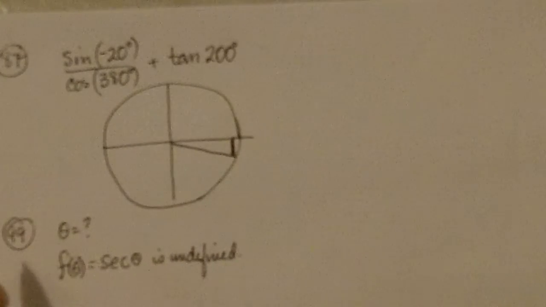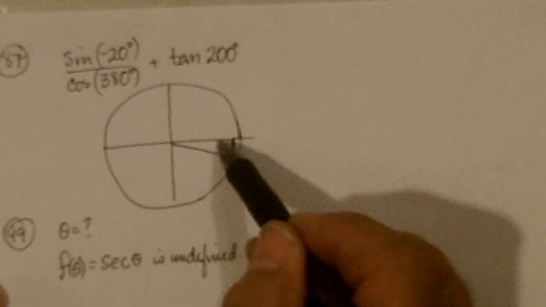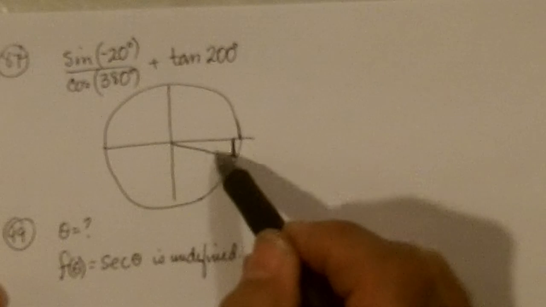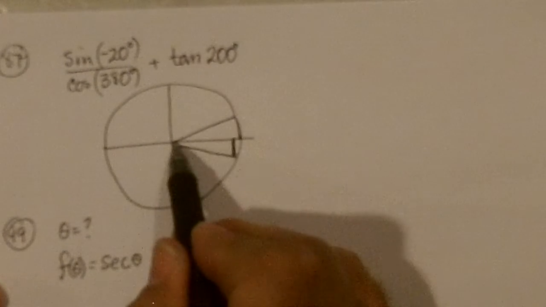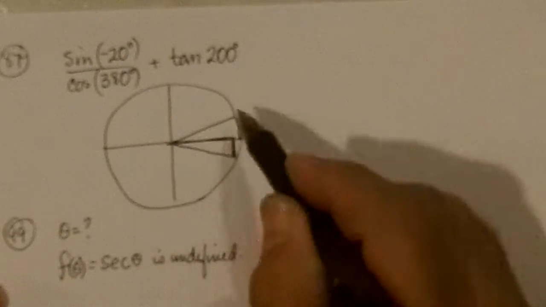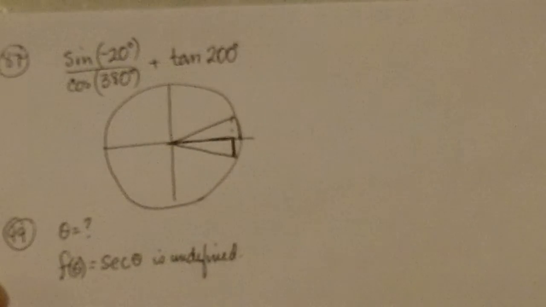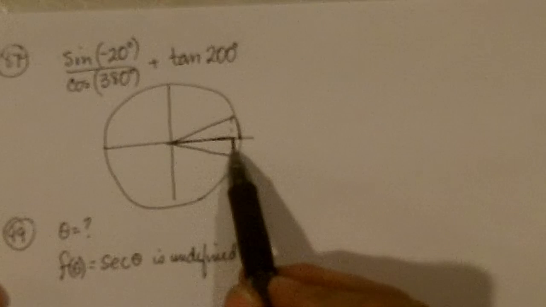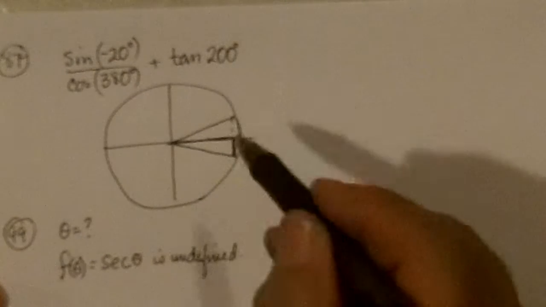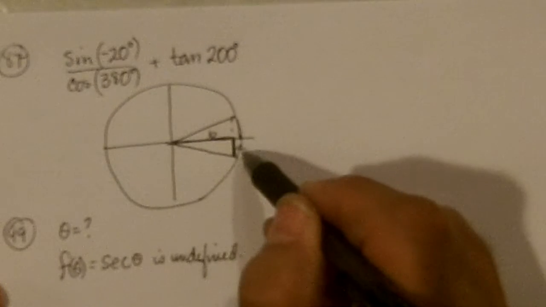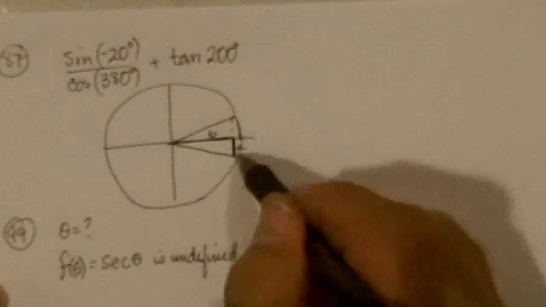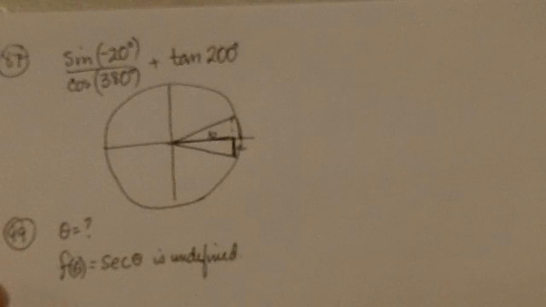The cosine of 380. Well, 380 would take us clear around 360 plus 20 more. Put it up here, and this length is the cosine for there. Well, let's call these A and B. A would be negative, and B would be positive. So we get a negative number here.